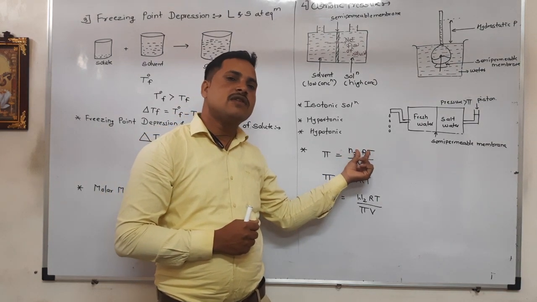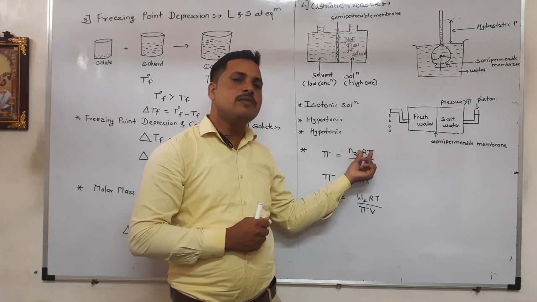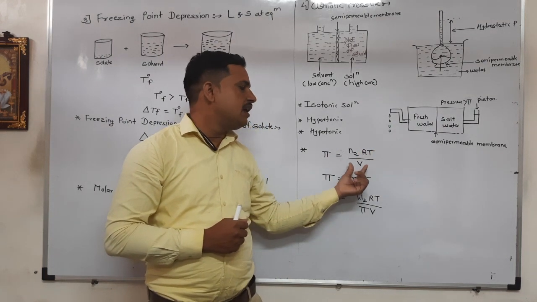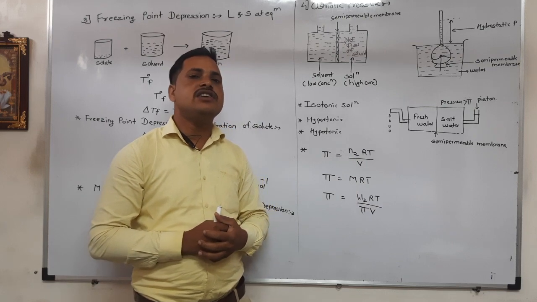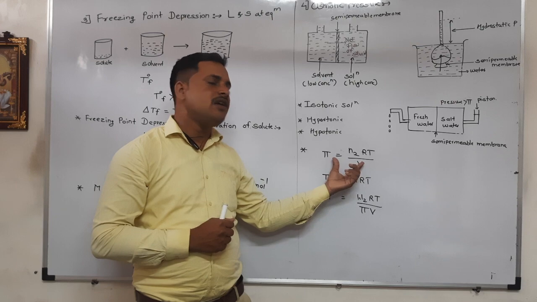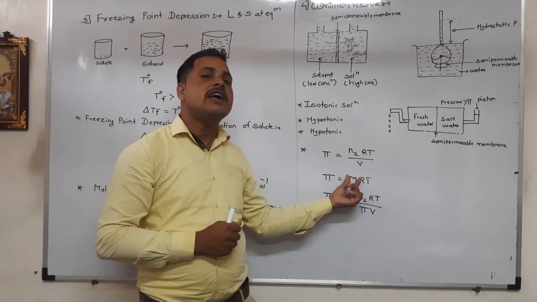R is the gas constant, which has a value of 0.08206 dm³ atm per mole per Kelvin. Temperature is in Kelvin, and volume is in dm³. This is a mathematical equation. Now, this n2 by V is replaced by capital M, molarity.